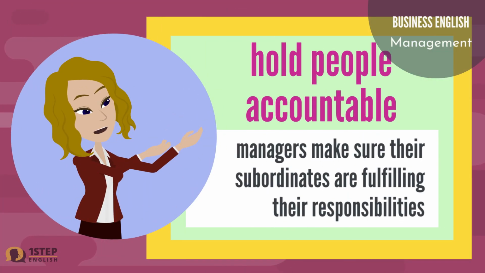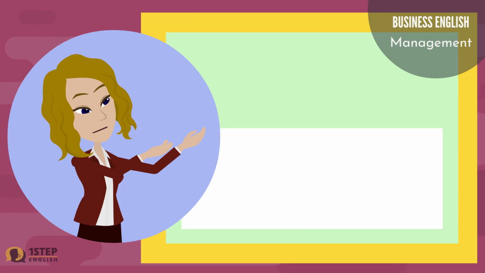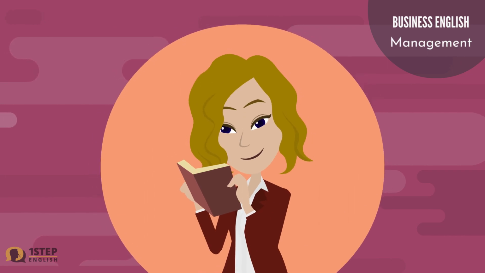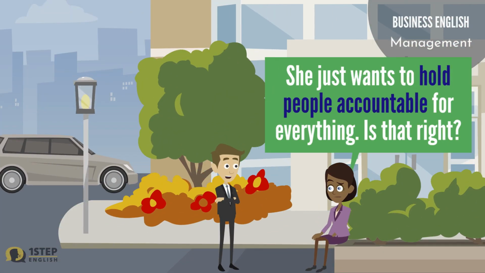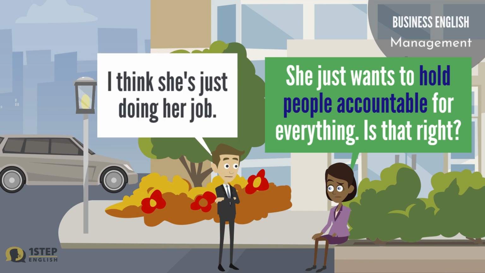Hold people accountable. It means when managers make sure their subordinates are fulfilling their responsibilities. Here's an example. She just wants to hold people accountable for everything. Is that right? I think she's just doing her job.